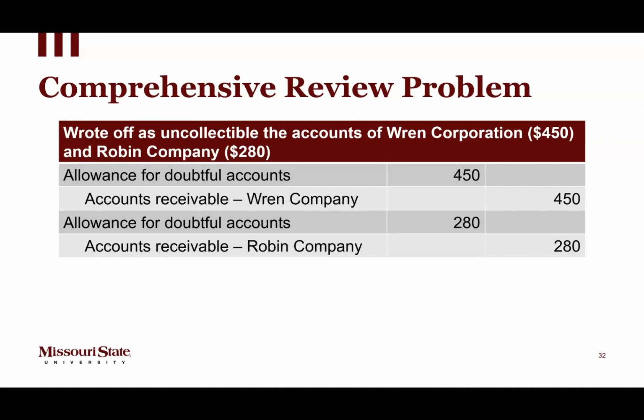So we are going to debit it to decrease it by $450. We are going to credit accounts receivable to decrease it by $450. This is for Wren Company. We are doing the same thing for Robin Company in the amount of $280.